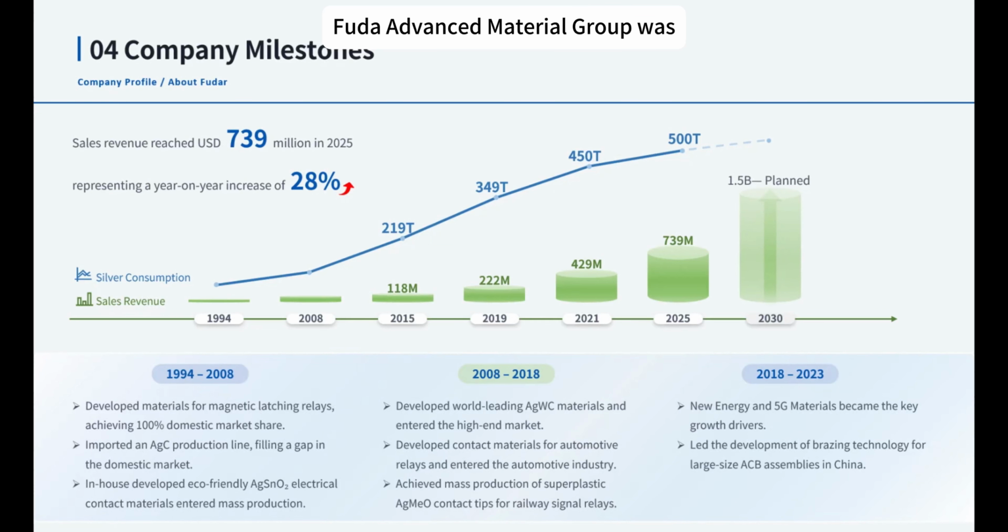Fudar Advanced Material Group was founded in 1994. In 2025, the group recorded $7.9 million in revenue, up 28% year-on-year, while its silver usage reached 500 tons. By 2030, we aim to achieve annual revenue of $1.5 billion. Fudar Alloy is one of the group's core businesses, focusing on the research, development, and manufacturing of electrocontact materials.